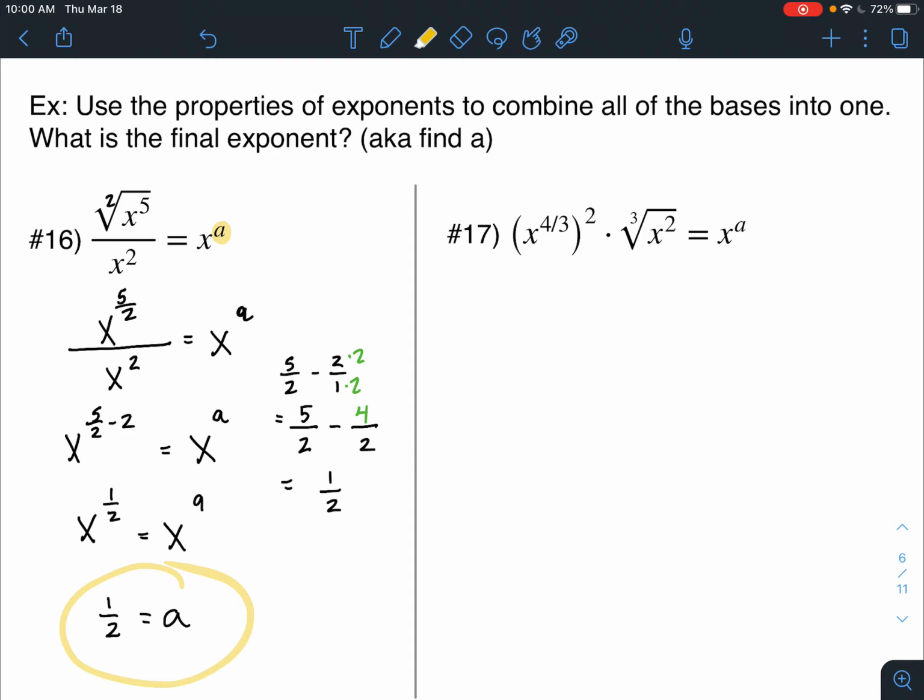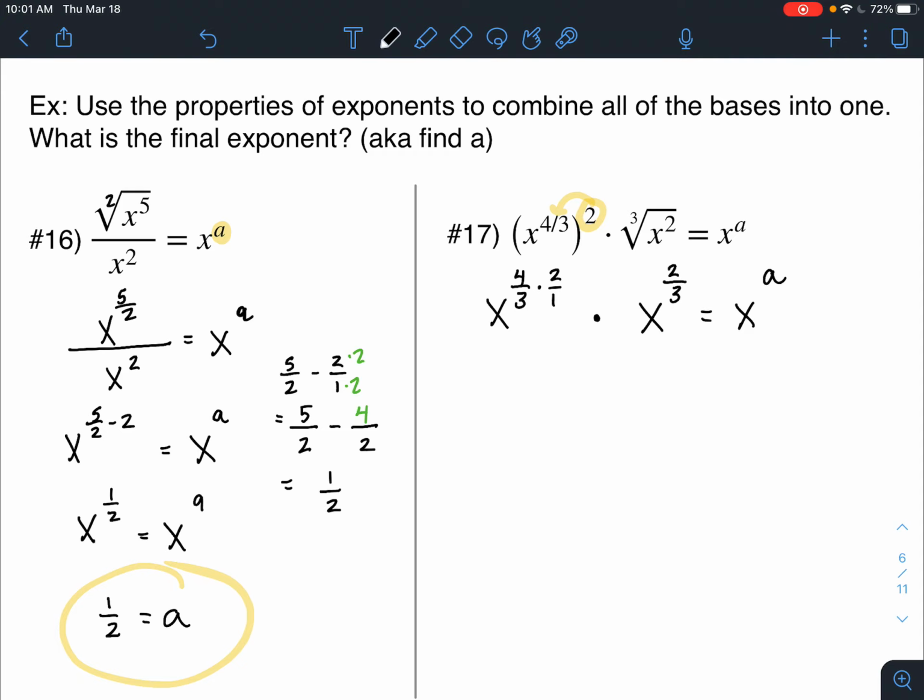There we go. Let's do another one that combines some different exponent rules. So here the first thing I'm going to do is I'm going to apply my 2 power into that 4/3. So remember that means I'm going to multiply 4 over 3 by 2. And technically that's a 2 over 1. And then over here, I'm going to rewrite it so this is an exponent. So I get x squared, but it's a cube root, so it's 2/3. And then again, we're trying to find that a exponent value.